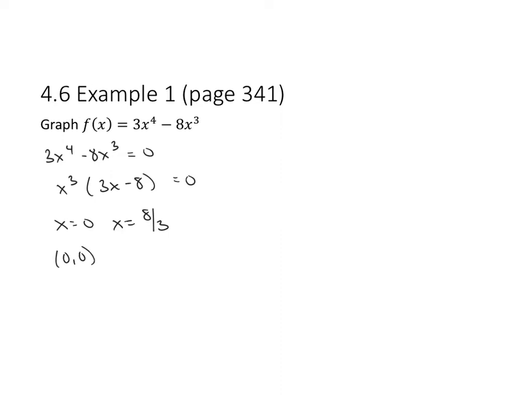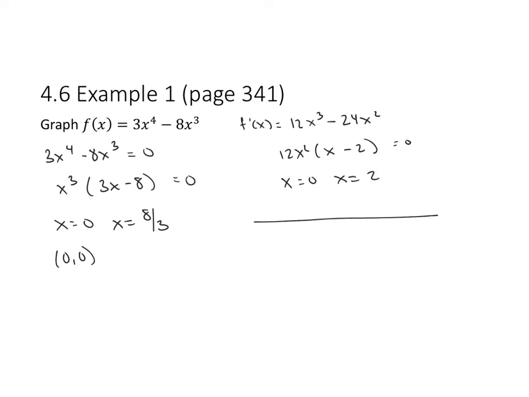Now, since I have just a regular polynomial, I don't have any asymptotes to worry about. So my next step is going to be to find the derivative. My first derivative is 12x to the third minus 24x squared. Let's set that derivative equal to 0 and we'll find our critical numbers. So 12x squared times (x minus 2). So we have x equals 0 and x equals 2.